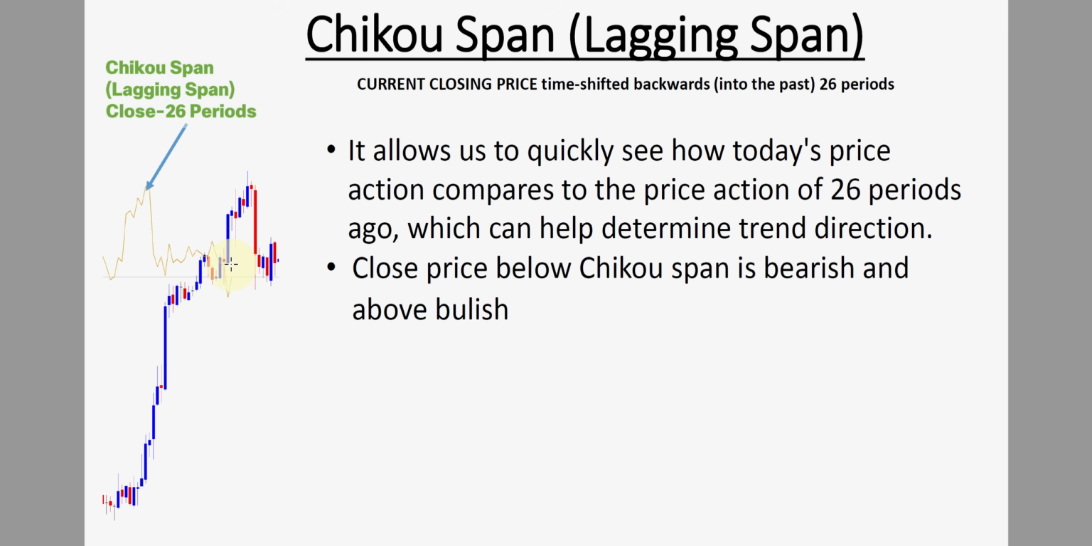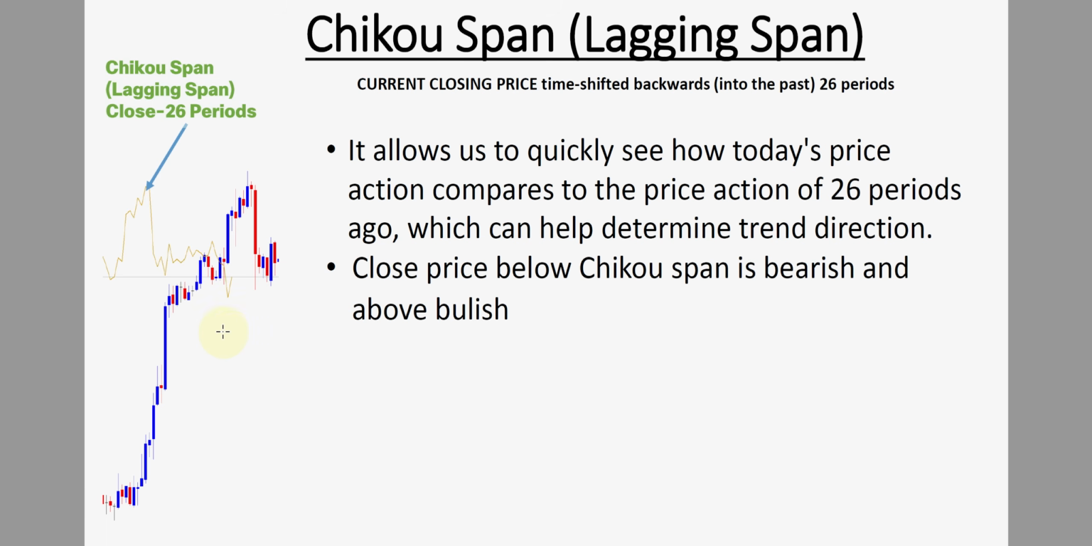Why do we need an indicator that is 26 periods behind? Because it allows us to quickly see how today's price action compares to the price action of 26 periods ago. So sometimes when you look at it, if price is above the Chikou span, you know we are in an uptrend. If price is trading below the Chikou span, we are in a downtrend.